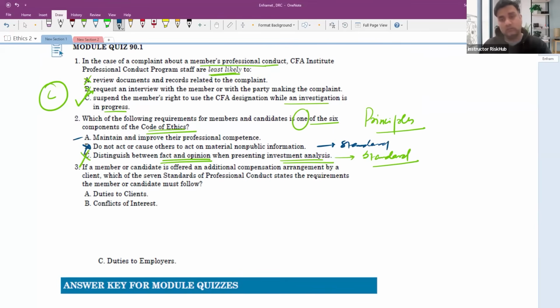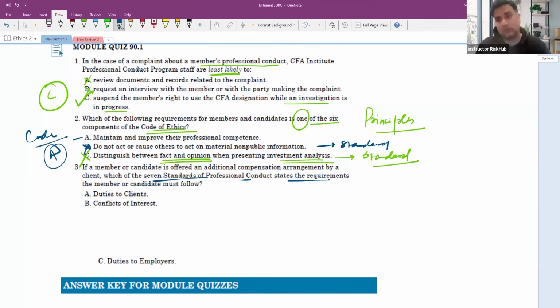This is your code. If a member or candidate is offered additional compensation, right? This was again in discussing your standard. Which of the seven Standards of Professional Conduct states the requirement the member or candidate must follow, right? Again, if you are being given additional compensation, right?